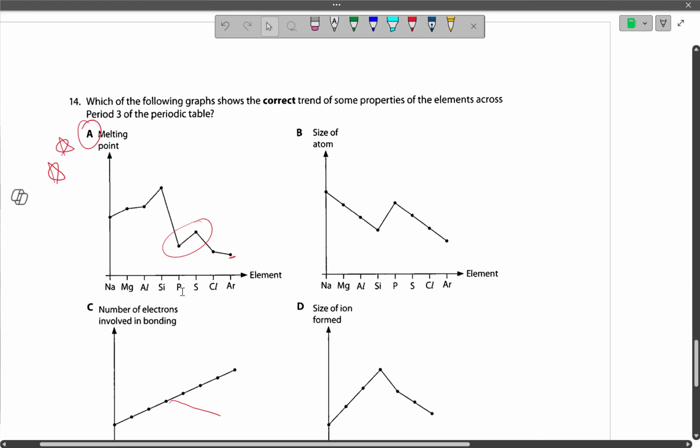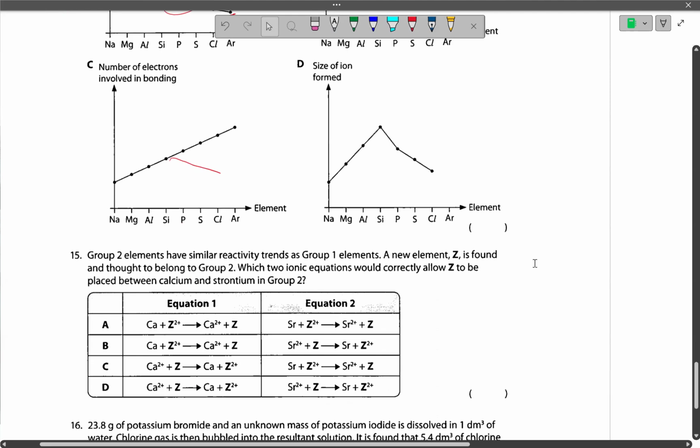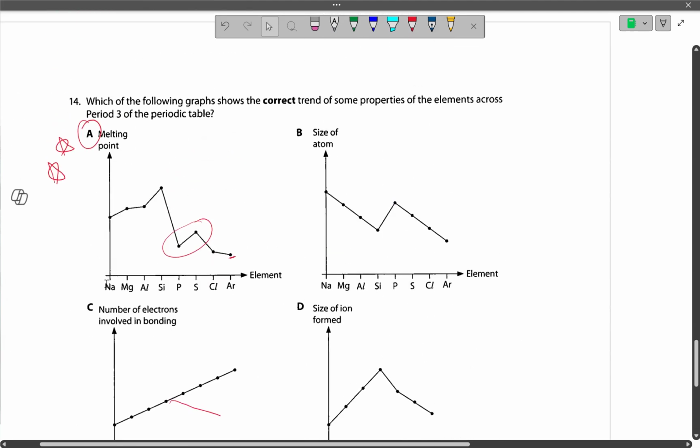Now, silicon down here has the highest melting point, because of the strong covalent bonds in silicon itself. Strong covalent bonds, they share electrons. By the way, how do you know that the melting point increases from sodium to magnesium to aluminum?